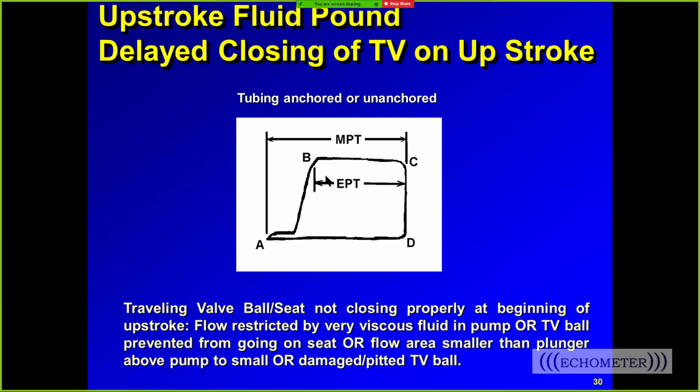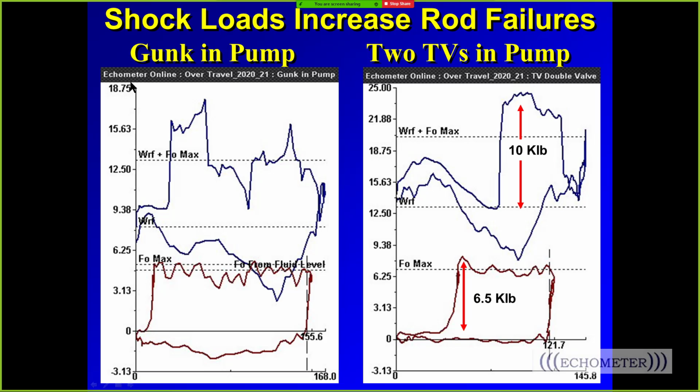this is a diagnostic pump card shape, and it's called a delayed closing of the trailing valve on the upstroke. And it's a sudden impact load. If you were standing near this well and you felt it, you would feel a huge impact at the surface near the wellhead. So here are two different examples. This one is called gunk in the pump, and this one is called a trailing valve double valve pump. Sometimes people call this a two-stage compression pump.